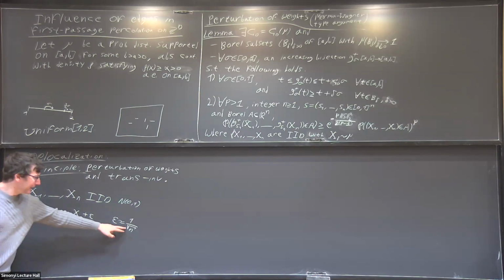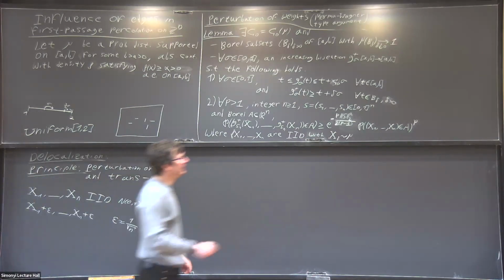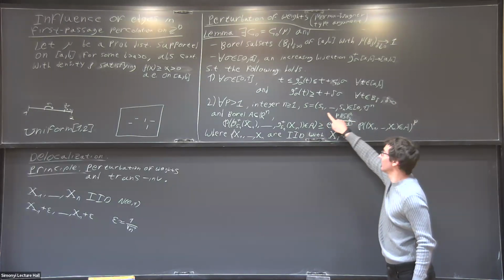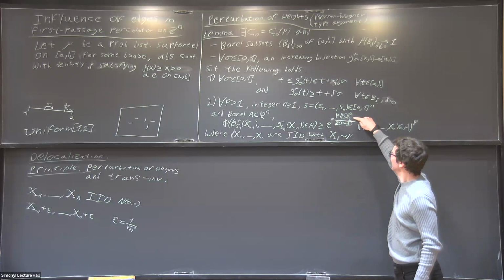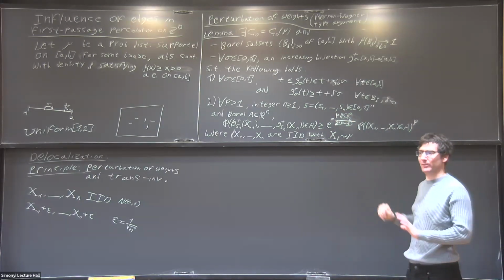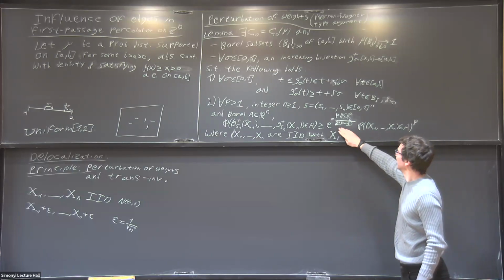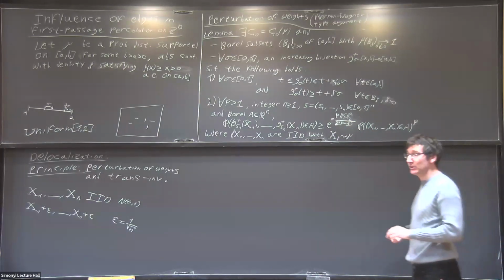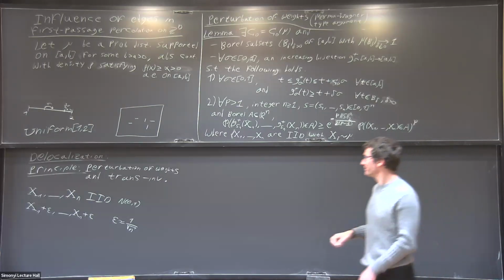And 1 over root n is what you can do, and this ties in with this L2 norm here, because I'm going to add S1 to the first variable and up to Sn to the last variable. L2 norm is what's important. So long as that's not too big, the two distributions are similar. But even if it is big, you have a comparison. Okay, this is the perturbation of the weights lemma.